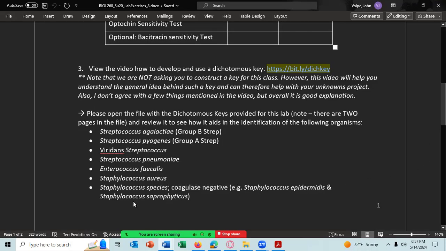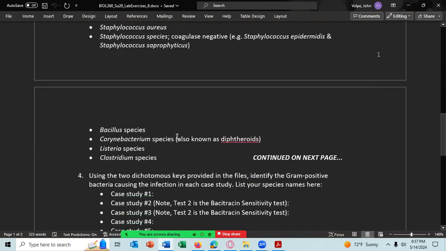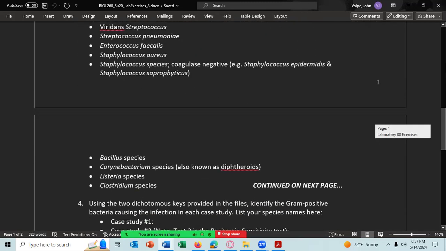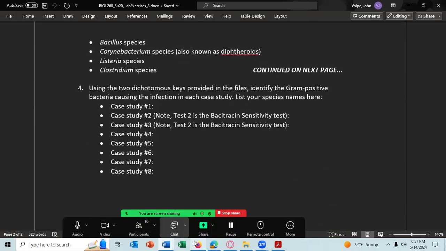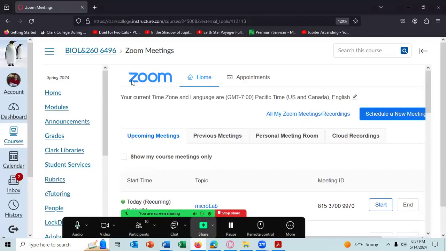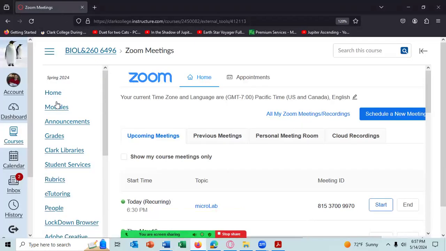These are the species of bacteria we're going to be looking at in this lab. And it continues on the next page. For number 4, use the 2 dichotomous keys provided in the files to identify the gram-positive bacteria causing the infection in each case study. The case studies will be a file in Canvas that you need to open for Lab 8. Let me go there.